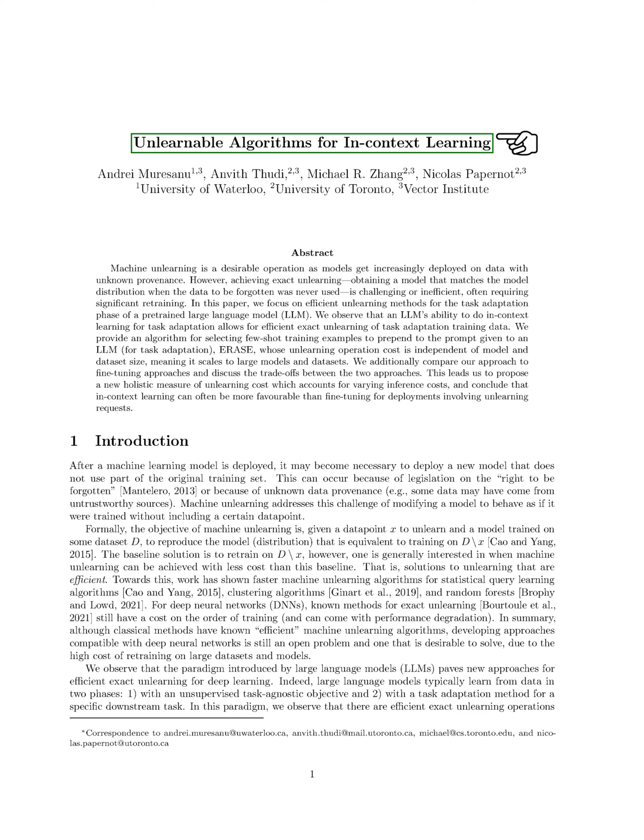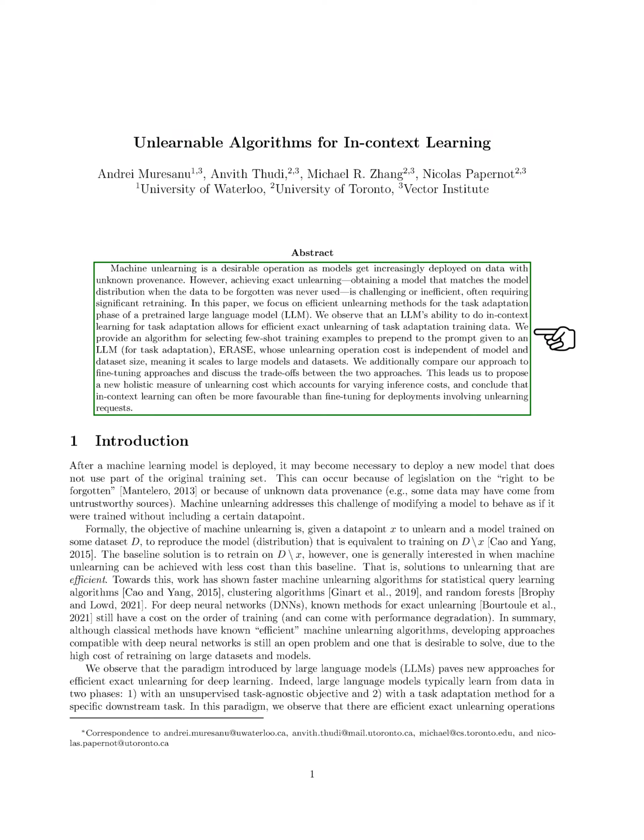Introduction. After we deploy a machine learning model, there might come a time when we need to update the model because we can't use some of the data it was originally trained on. This could be due to laws that allow people to ask for their data to be forgotten or because some of the data might not be reliable. Machine unlearning is the process of adjusting a model so it acts as if it was never trained with certain data in the first place.